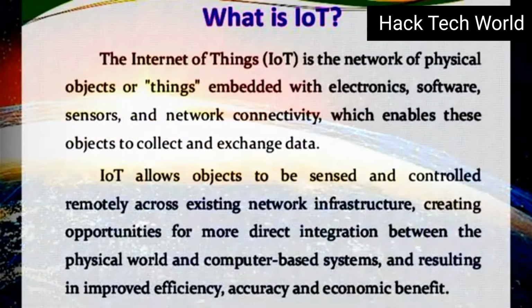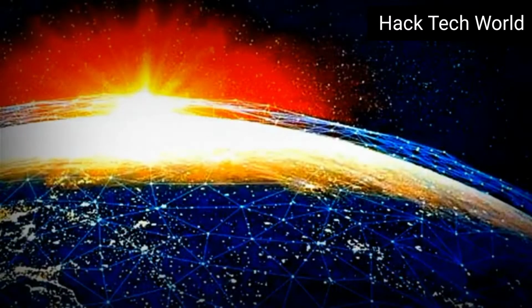But what is IoT? IoT, the Internet of Things, is the network of physical objects or things embedded with electronics, software, sensors, and network connectivity, which enables these objects to collect and exchange data. IoT allows objects to be sensed and controlled remotely across existing network infrastructure, creating opportunities for more direct integration between the physical world and computer-based systems, and resulting in improved efficiency, accuracy, and economic benefit.